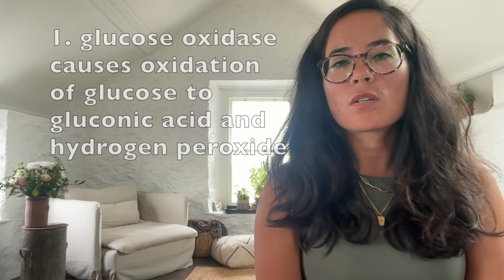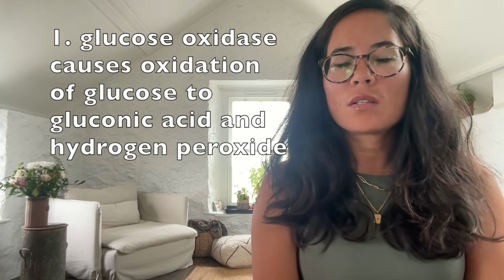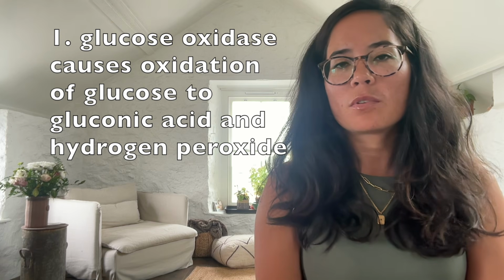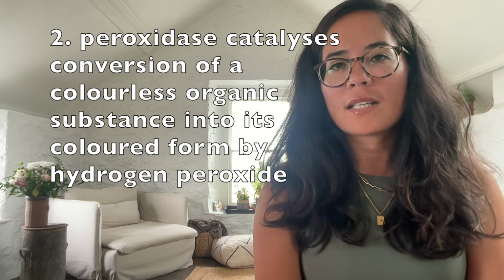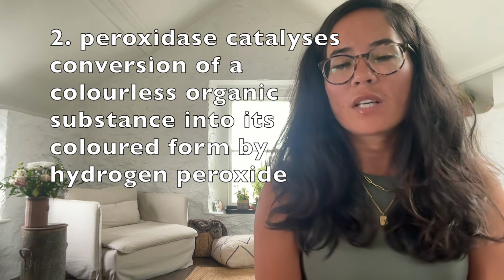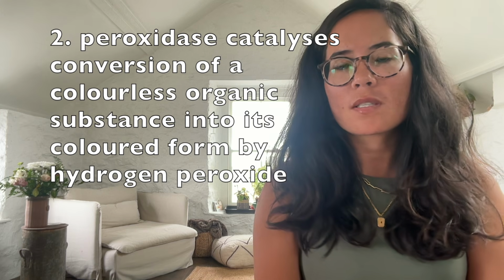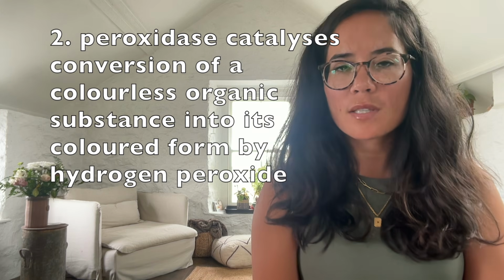The first one is known as glucose oxidase, which causes the oxidation of glucose to hydrogen peroxide and gluconic acid. The second enzyme is peroxidase, which catalyzes the oxidation of a colorless organic substance into its colored form by hydrogen peroxide, and the amount of coloured substance is a direct measurement of the quantity or concentration of glucose in the urine or the blood.